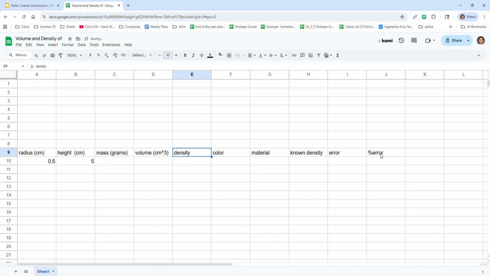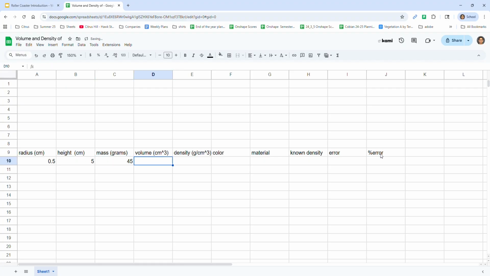For density, we are doing grams per centimeter cubed, and we're good to go. Okay, so now let's say our mass of this item is about 45 grams.